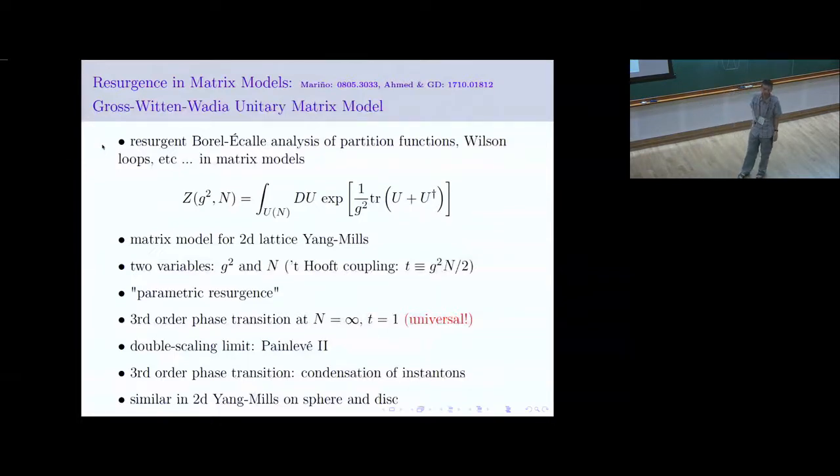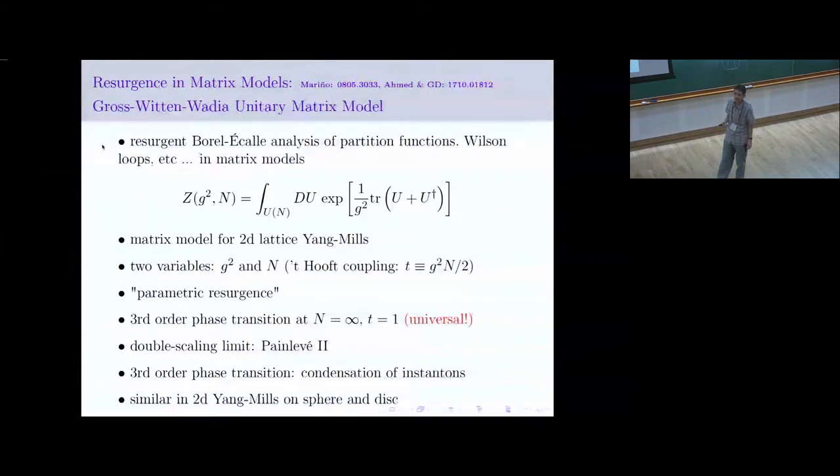It's a matrix model derived from a plaquette formalism of 2D Yang-Mills. It has two variables, not one: the coupling and n. You can define a natural 't Hooft coupling, the product of g squared and n, with a factor of 2 just for convenience. And this is an example, as I said, of parametric resurgence. We can look for resurgence in the g variable, in the n variable, in the 't Hooft variable, and see what the structures are and see how they change.